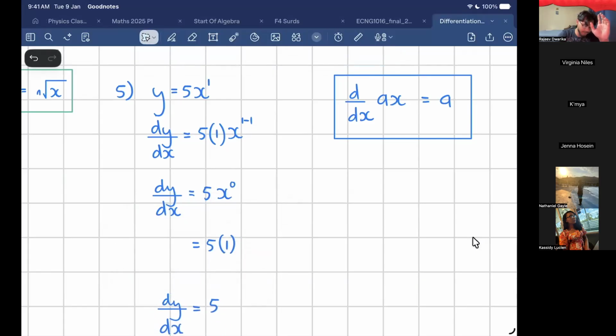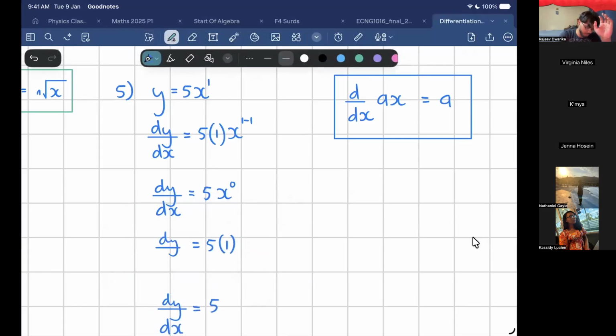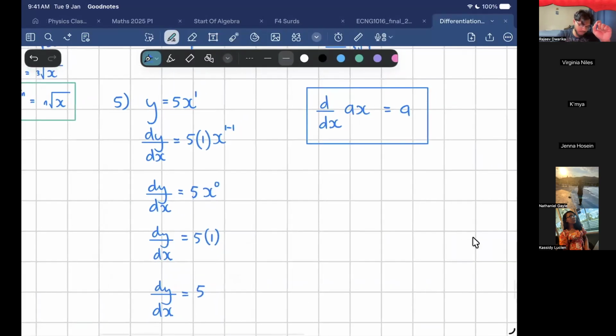Nah, sir, I understand. You sure? Talk to Kamaya. You know the little thing you have in the box over there? Is it supposed to be dy? No, it's not supposed to be dy.